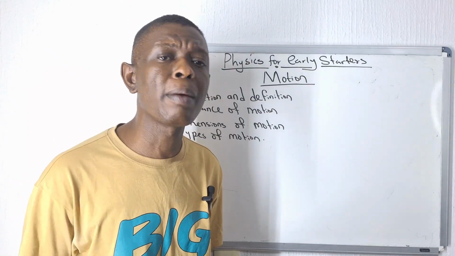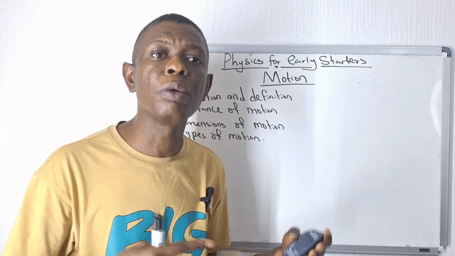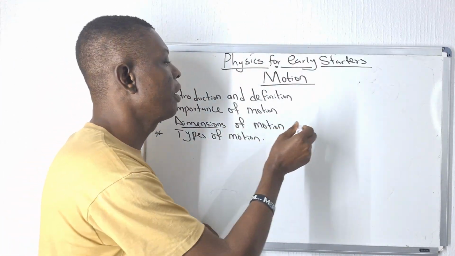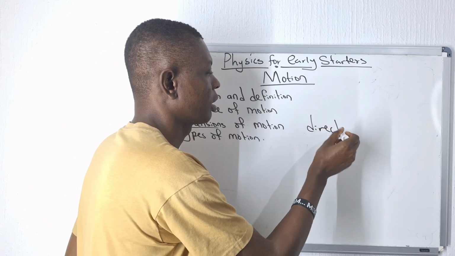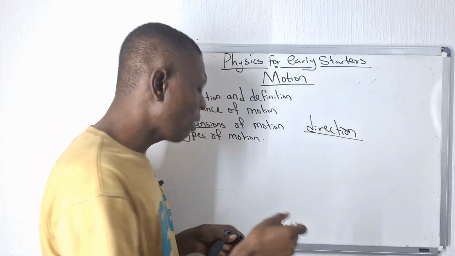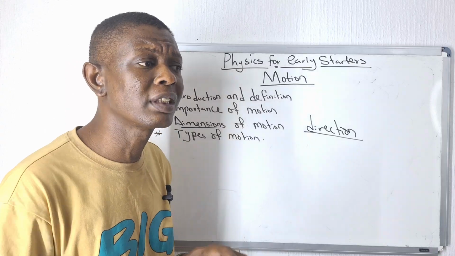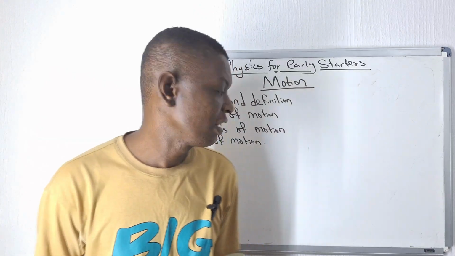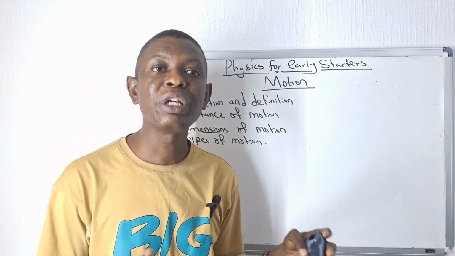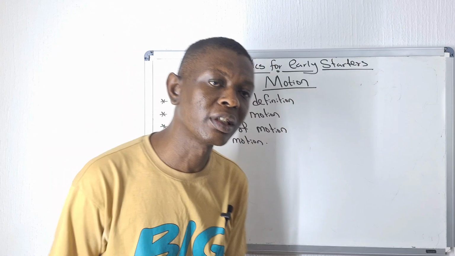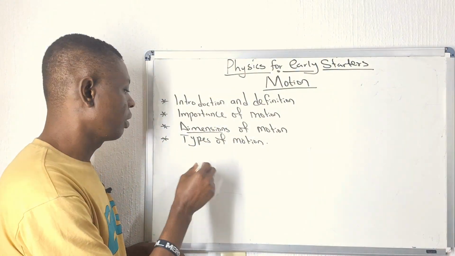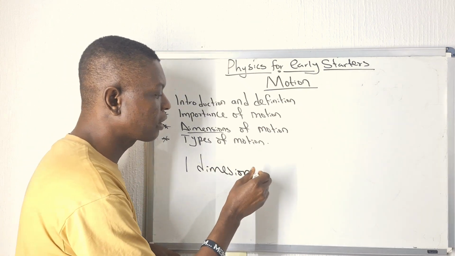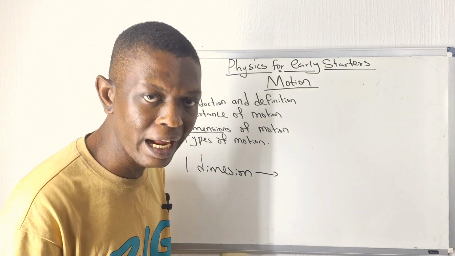Now, the dimensions of motion simply means the way the motion moves, or the position or the direction. Another word for dimension here is the direction. So now when we want to talk about motion, we can describe motions in three dimensions. The three dimensions in which motion could be studied are as follows. The first dimension, which is one dimension, simply deals with motion in a straight line.